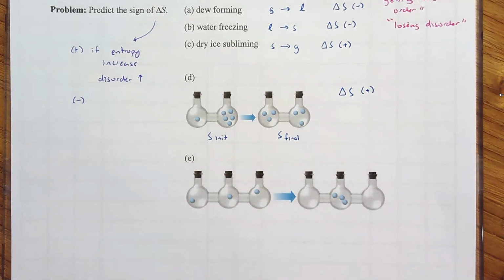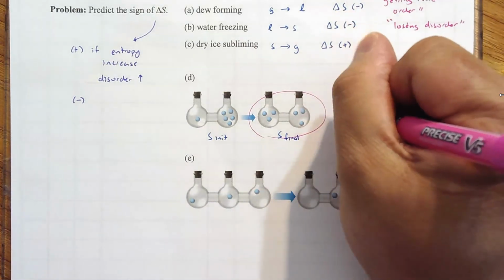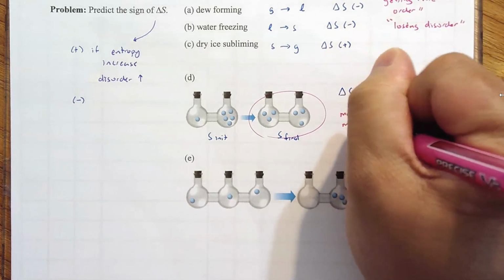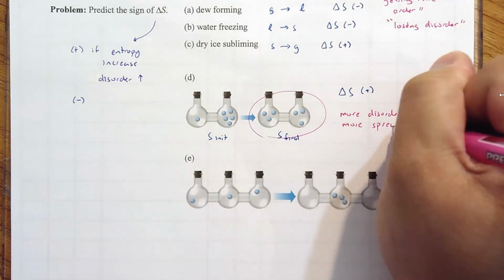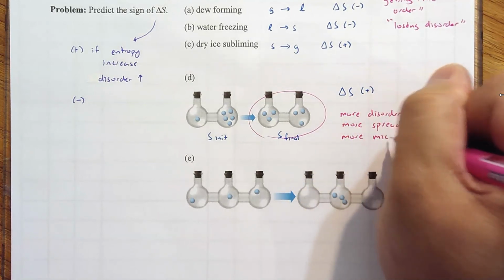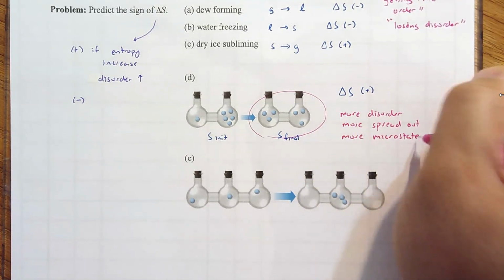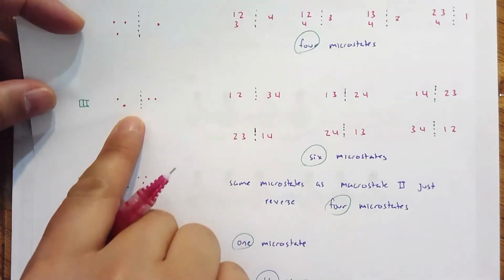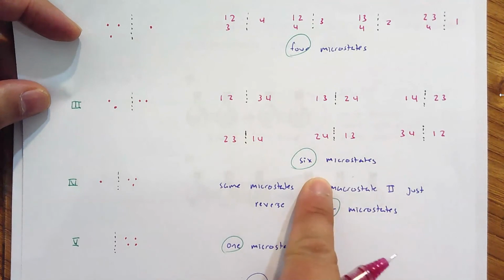Did you hear what I said? So how can we describe this? This has more disorder. This is more spread out. Okay? This has more microstates. We proved that with 4 atoms or 4 molecules. This one where it's a 50-50, we had 6 microstates.